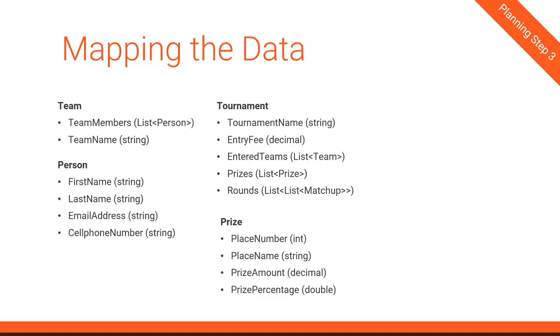And if both are 0, we have no prize, which doesn't really make sense that we then create that, but maybe we do. But that would be the prize object. A place, a name, an amount, and a percentage. Now on to the matchup object.